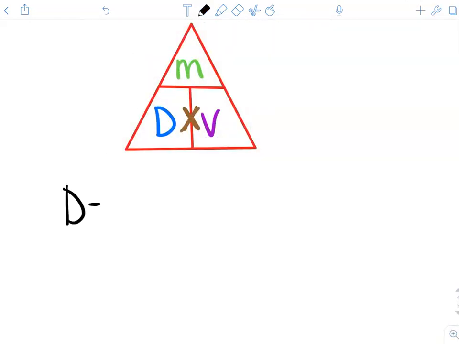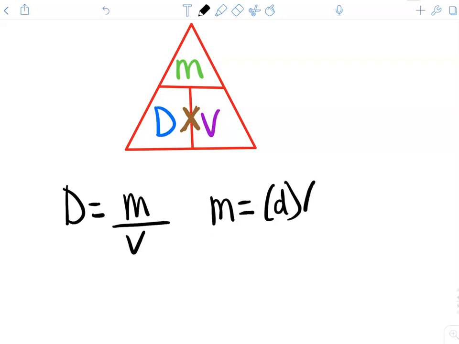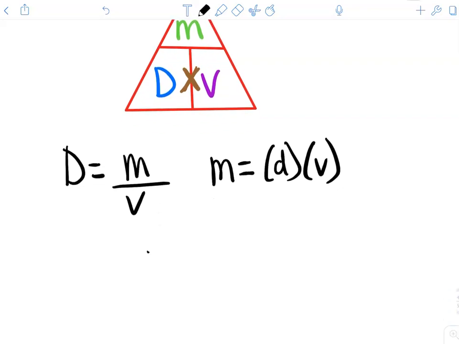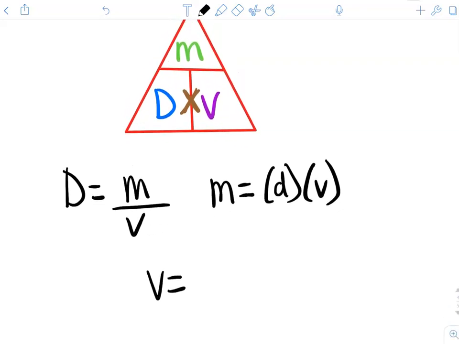The way this works is you cover up whichever letter you are solving for. For example, if I'm solving for D first, I would cover up D, and then I'm left with M, the line, and then V. If I'm solving for mass, I cover up mass, and then I have D, which is my density, and you can do a capital D or a lowercase d, either one will work, multiplied by V. And then the last one is for volume. If you cover up the volume, you're left with M over D.